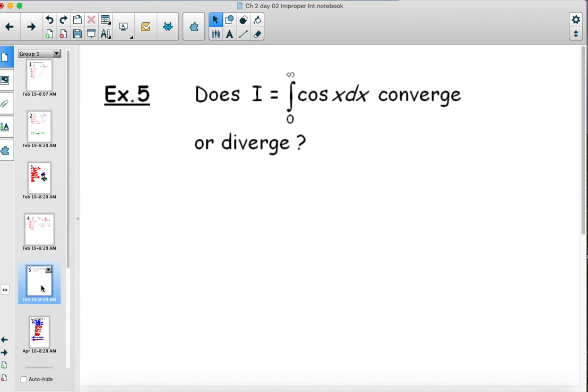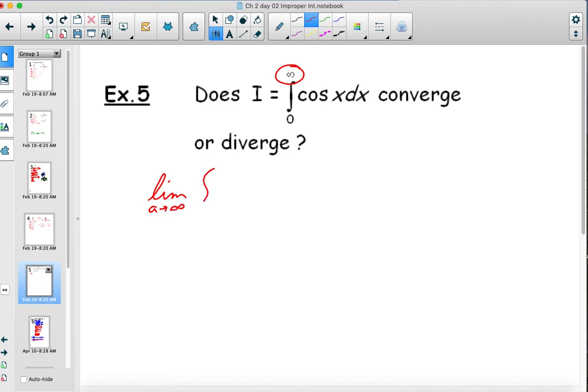Does the integral from 0 to infinity of cosine of x dx converge or diverge? Alright, so let's just tackle this like we have before. The issue here is infinity, so let me write this as the limit as a approaches infinity of the integral from 0 to a of cosine of x dx. So we take the antiderivative, which is sine of x, and we're going to evaluate that from 0 to a, and then take the limit of that expression as a approaches infinity.